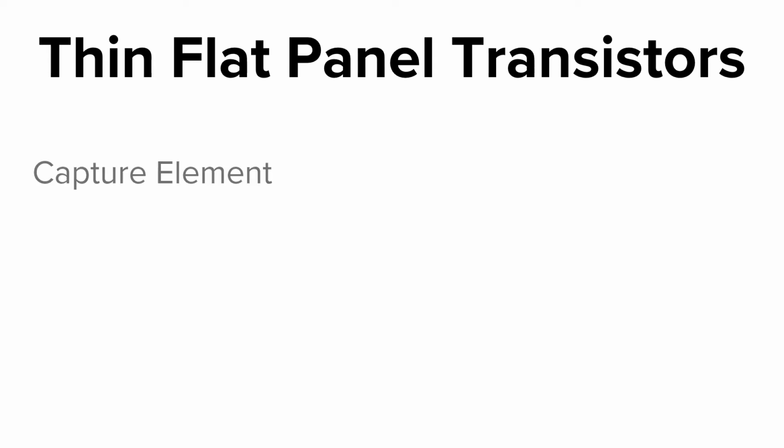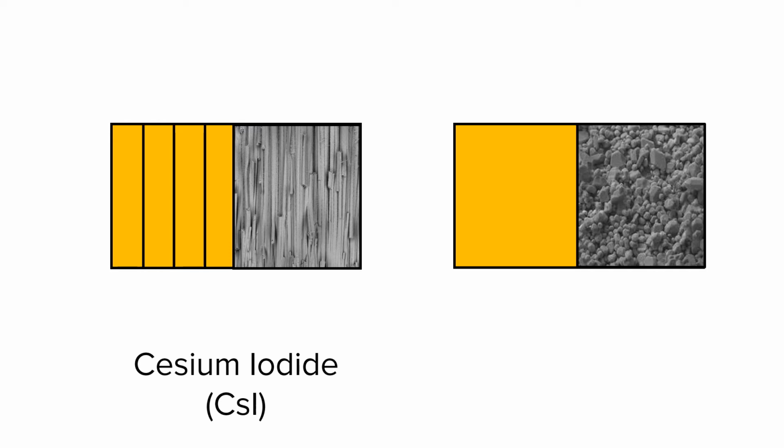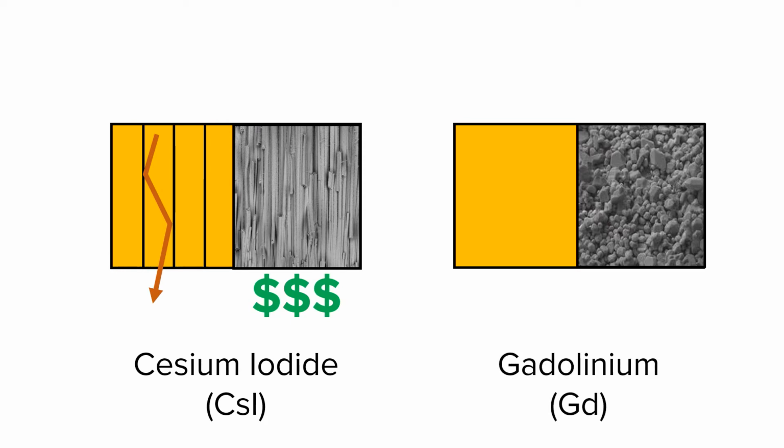In the TFT panel, the capture element is the scintillating layer, which converts X-rays into light. This scintillating layer can either be made with cesium iodide or gadolinium oxysulfide. Cesium iodide is grown in long, thin crystals, which prevents light from spreading out. This provides better spatial resolution, but at an increased cost. Gadolinium oxysulfide is cheaper to produce because the scintillating layer is not grown in crystalline structures, but it has lower spatial resolution because it does not control the spread of light.